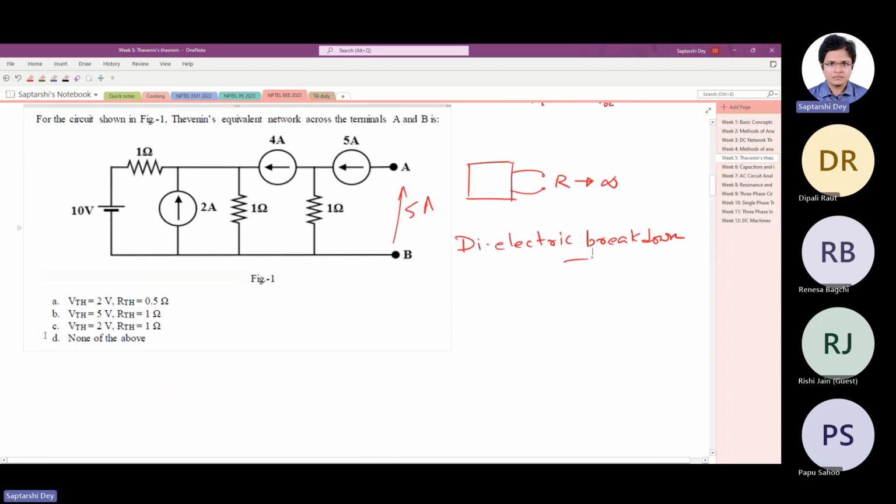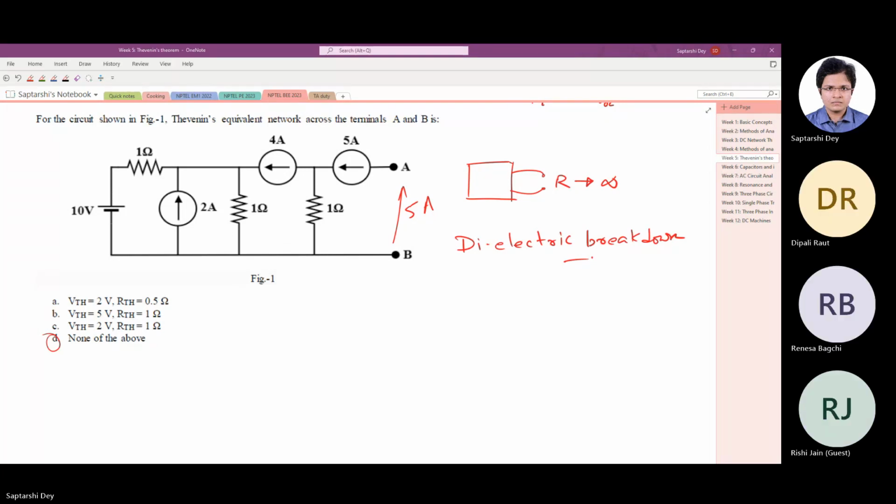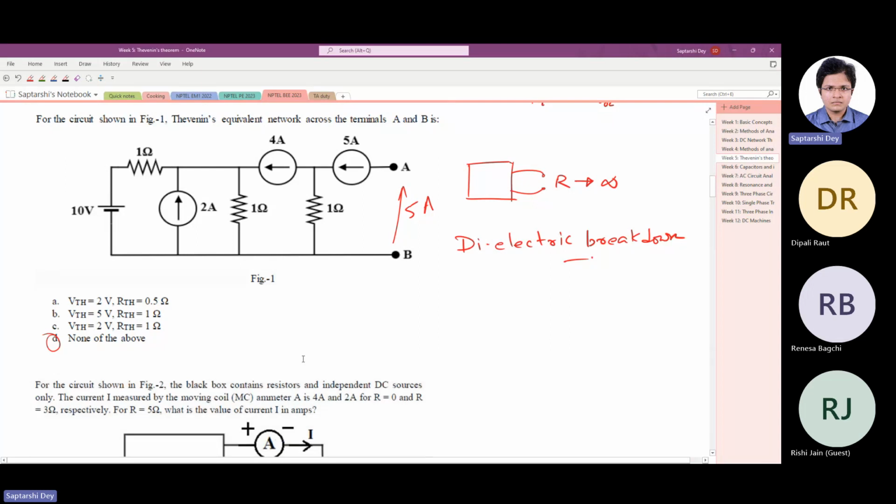Okay, any doubt? So it should be none of the above. This circuit is not correct. Okay, we'll go to the next question if you don't have any doubt.